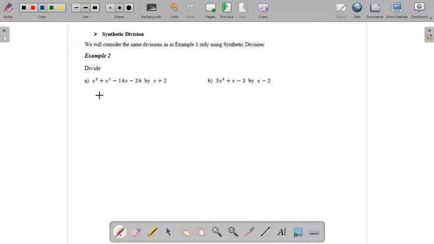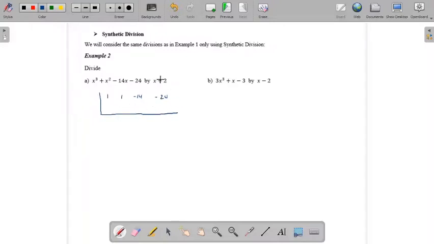Basically the set out here, we don't use the x's at all, we just put the coefficients. So the way we write it is a little bit different. We have this elongated L thing here, and we'll put the coefficients of each of these in here. So x cubed, the coefficient is 1, x squared, the coefficient is 1, the negative 14x, so we write negative 14, and then we've got negative 24. And we leave a space here because we're going to put some numbers in here as well.